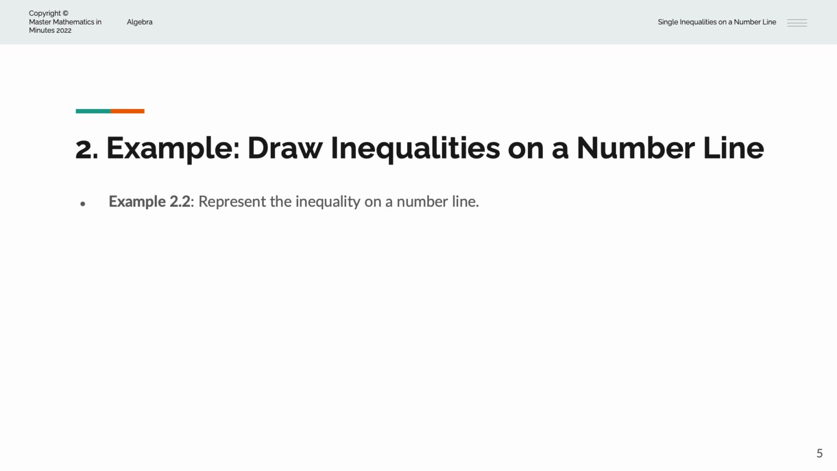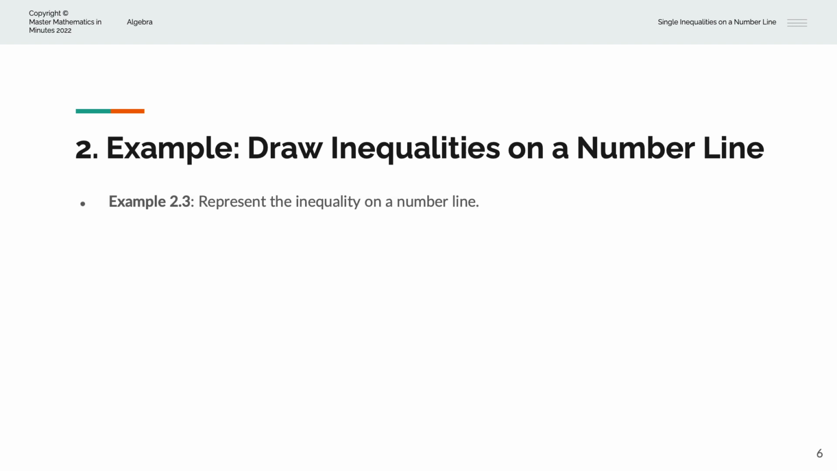In the second example, we're asked to represent the inequality on a number line, h being greater than or equal to 107. We can label a number line with the constant 107. Because the inequality is greater than or equal to, we have a shaded circle. And because the inequality is greater than or equal to, that arrow points towards the right. That is how we represent the inequality h being greater than or equal to 107.